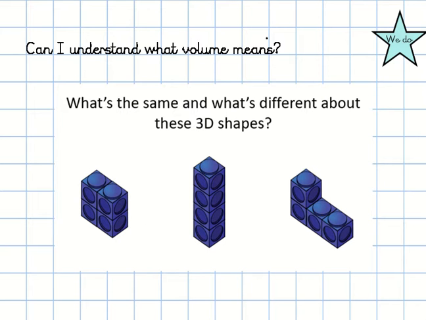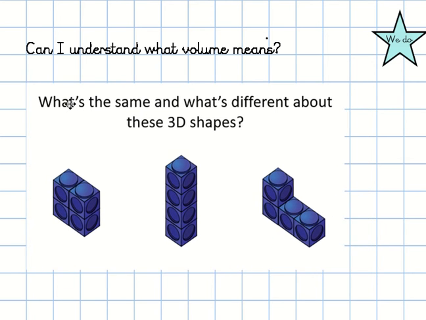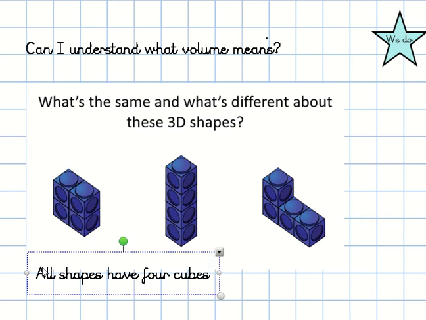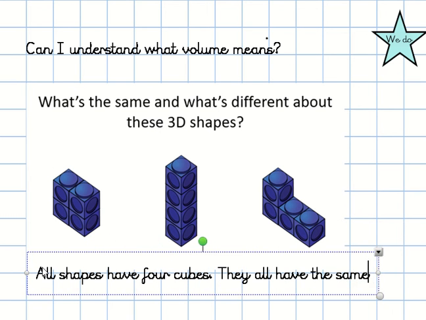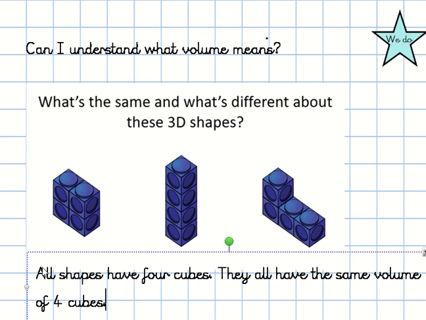Let's then look at my next question. What's the same and what's different about these 3D shapes? Let's have a quick look. What is the same about these 3 shapes? Pause the video and have a think about what's the same. Well, all the shapes have 4 cubes. So they all have the same volume of 4 cubes. And that is what's the same about all those shapes.